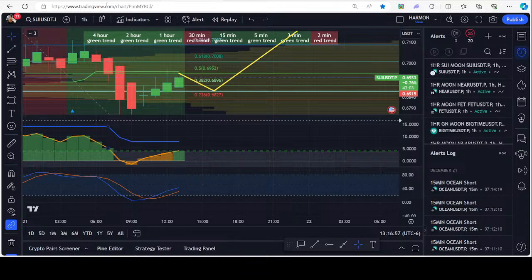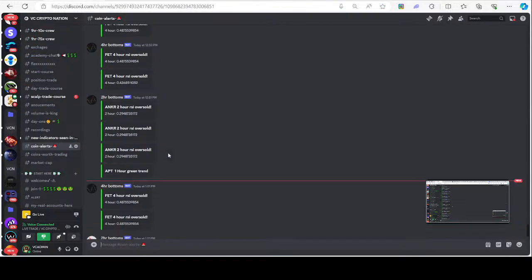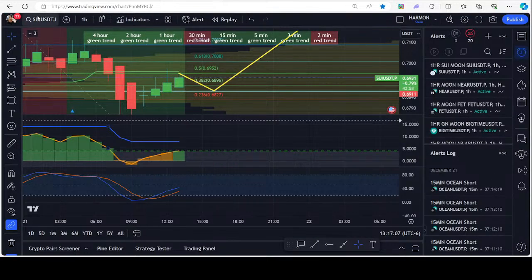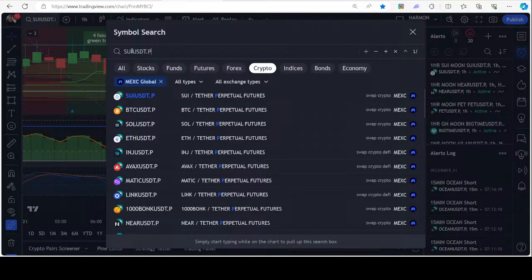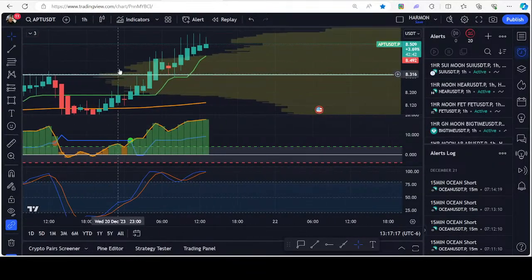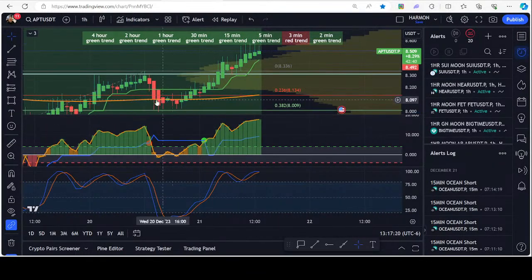All right, so let's take a look at Discord wise. Right now we have FET on the 4-hour RSI oversold. Okay, so here APT 1 hour red trend. All right, so let's go take a look at APT.